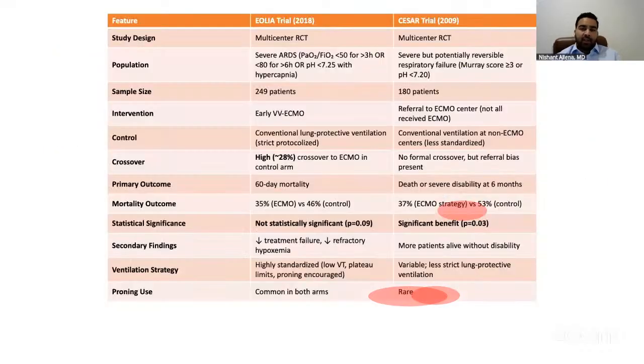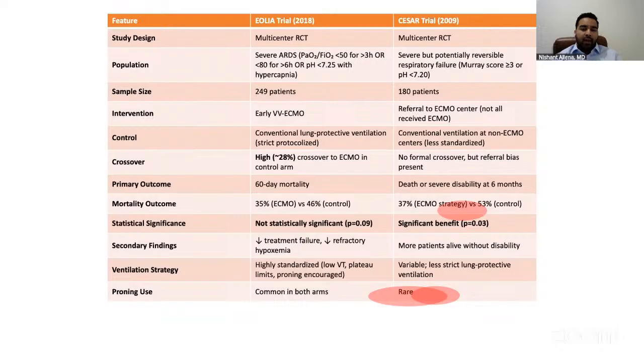And these were the two trials that looked at it. One was the EOLIA in 2018, and the other one was the CESAR trial in 2009. I know there's a lot of information on this slide, but I'll direct you to the most important things here. Look at the interventions between both. In EOLIA, the intervention was early VV ECMO. In the CESAR trial, the intervention was a referral to an ECMO center. It was not that every patient in the intervention group got ECMO. They were referred to an ECMO center.